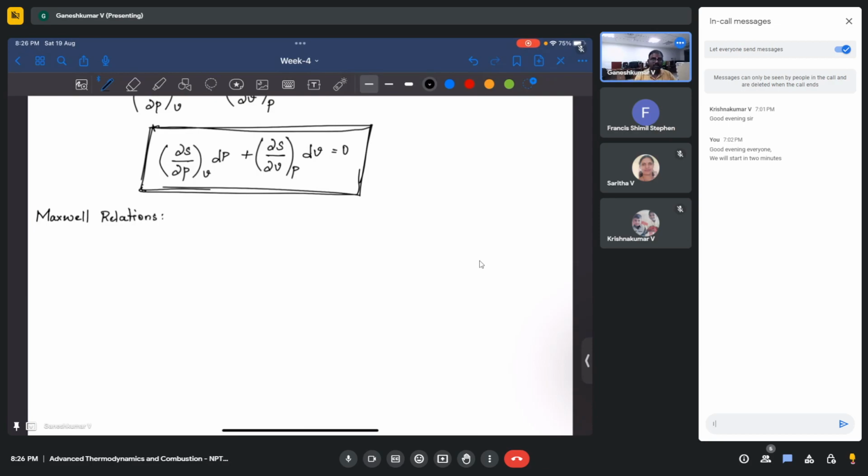So basically we need to come up with the PV to the power gamma equation equal to the TDS equation. Go on. Which equations will you use? So let's say for ∂S/∂P at constant V, what is this equal to, and what is this equal to, ∂V at constant V?